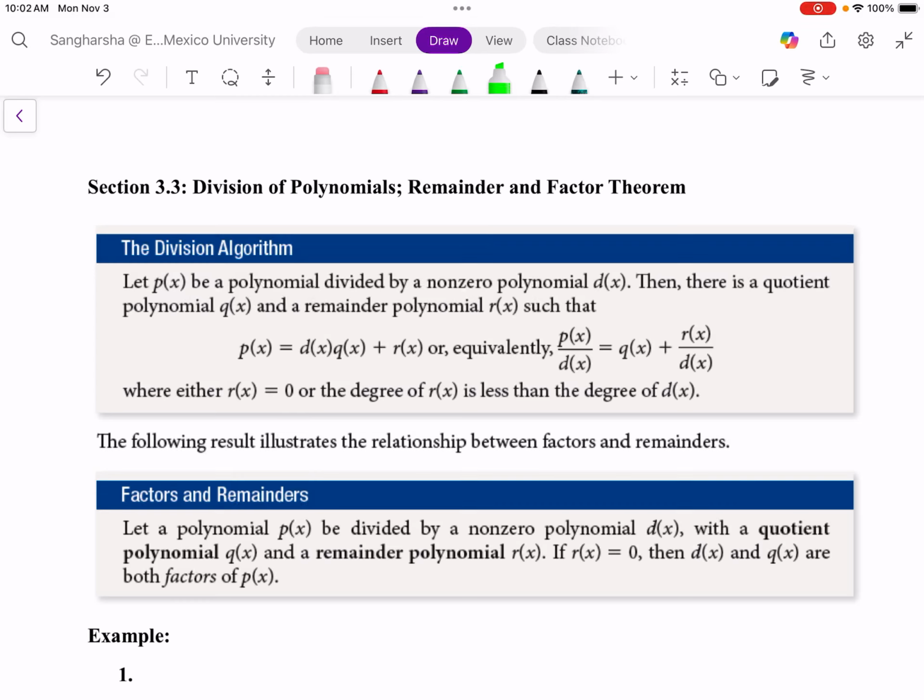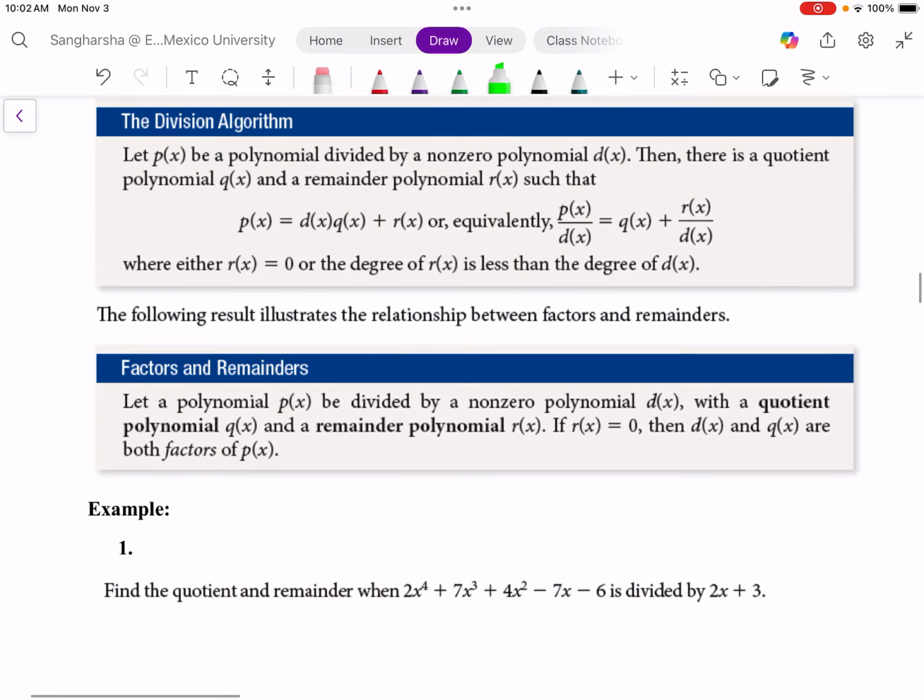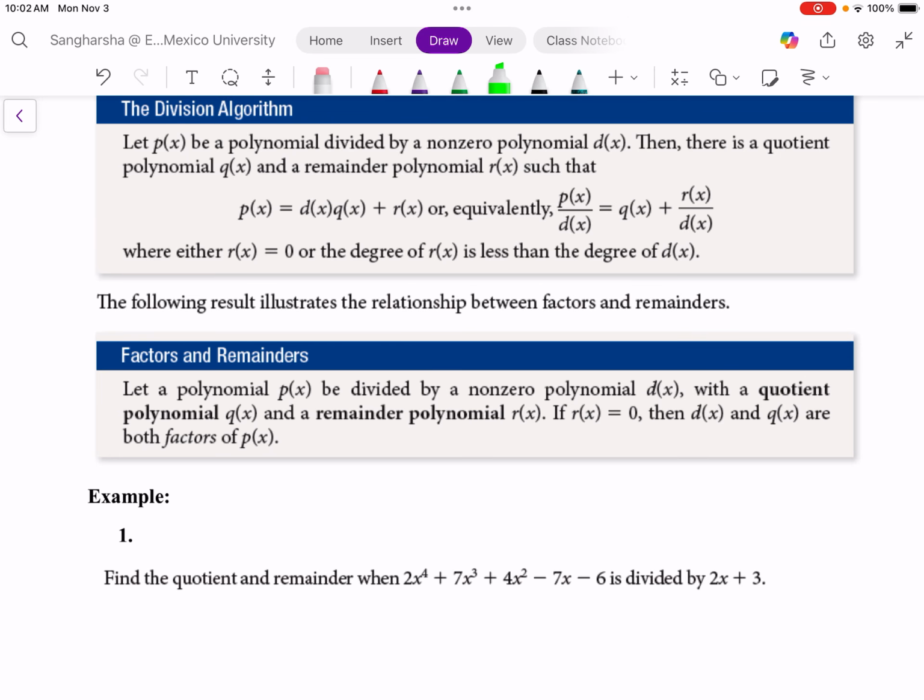In this section, we will divide a polynomial by another polynomial, okay? And we also have a remainder and a factor theorem. So in this section, we will learn how to divide a polynomial by another polynomial, okay?